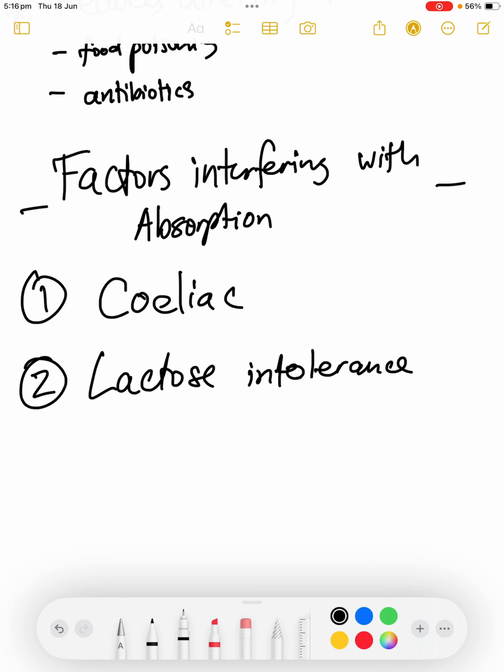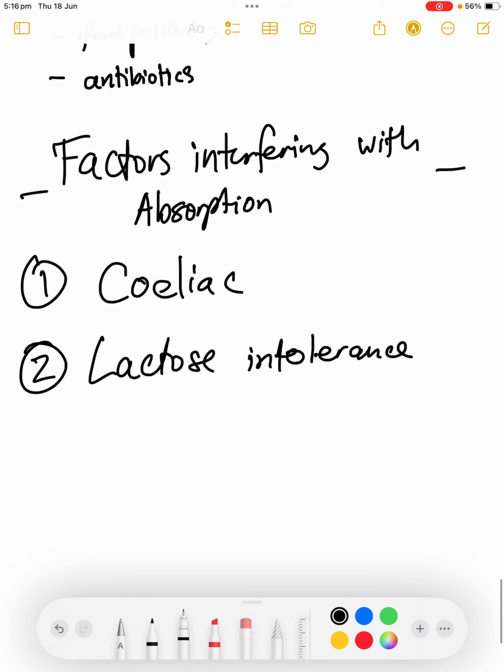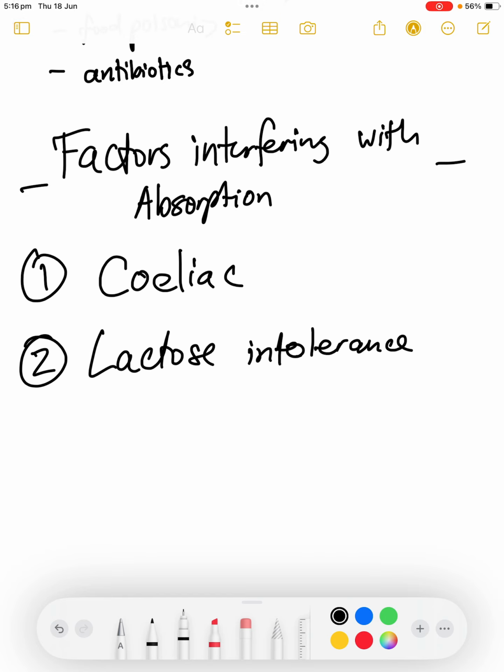Now, lactase production naturally will decline with age. It's really high in childhood and adolescence. And it's really high just after birth too. And it can drop when the villi are damaged by disease, medication, and things like that. So that's what lactose intolerance is.